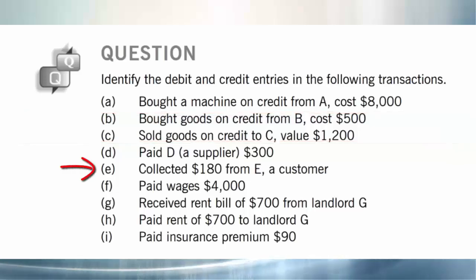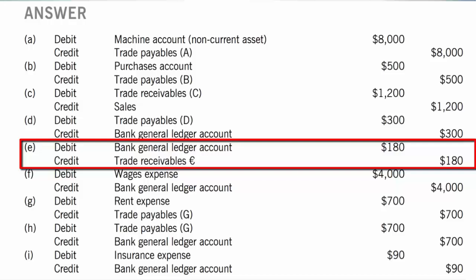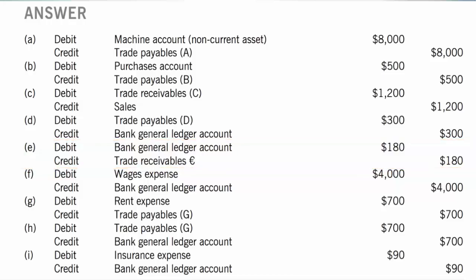Transaction E. Collected $180 from E, a customer. Explanation: the business collected cash, which increases the cash balance. An increase in assets, cash, is recorded with a debit entry in the bank general ledger account. At the same time, the business reduces the amount owed by the customer, E. A decrease in assets, receivables, is recorded with a credit entry in the trade receivables account, E. Entry: debit bank general ledger account for $180. Credit trade receivables account E for $180.